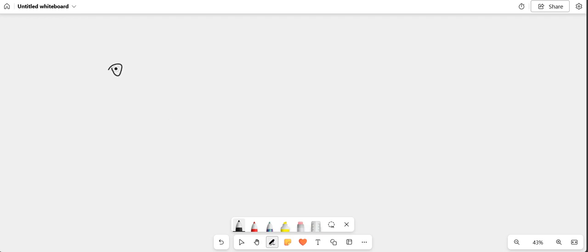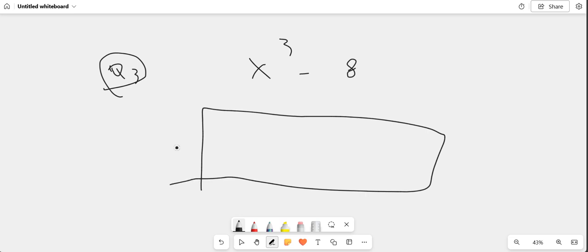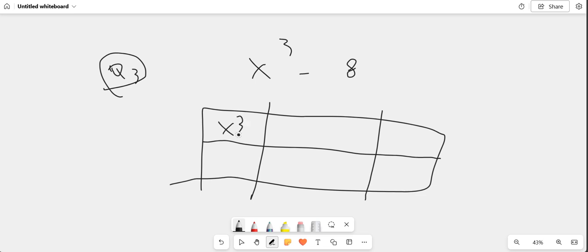Question 3. Question 3 is saying x cubed minus 8 divided by x minus 2. Same process here. We've got to write the cubic out first, so x cubed minus 8, and then open this box. Write the first term of the cubic here, so x cubed, and obviously we're dividing by x minus 2.